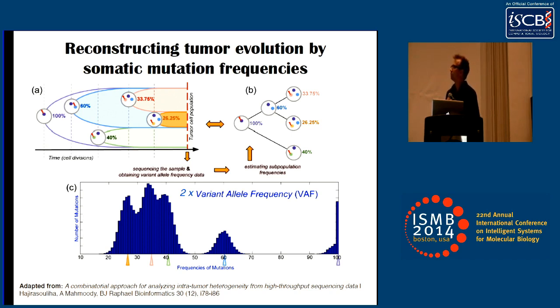Okay, and so the way this works is the following. So you've seen this figure before, so it should be pretty easy to follow. This is a histogram that Iman made. And along the bottom, these are the population frequency of the mutation. So this is the proportion of cells within the population that you sample that have the mutation. That's just twice the variant allele frequency.